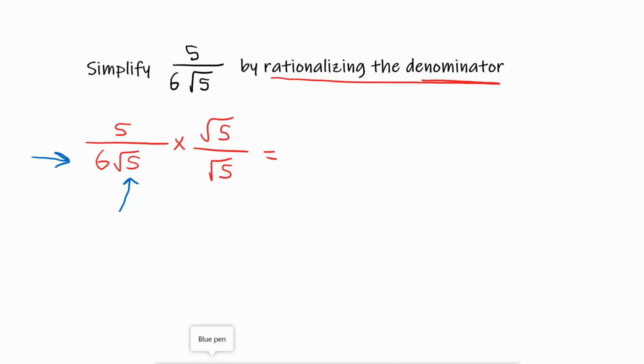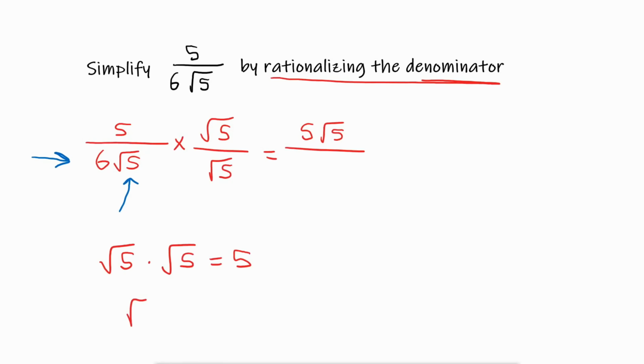So when we do that, we're going to end up with, for the numerator, 5 times root 5 over, for the denominator, anything root times another root is basically the same thing as getting it out of the root. So you're going to end up with 5. And if they're the same numbers, you can memorize it as root x times root x, you're going to end up with x. So in the denominator, we're going to end up with 6 times 5 because we got it out. And if we simplify it, we're going to end up with 5 root 5 over 30.